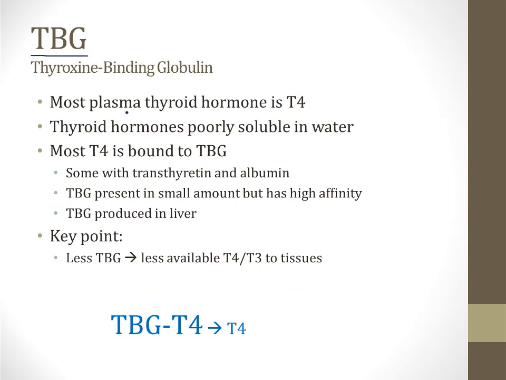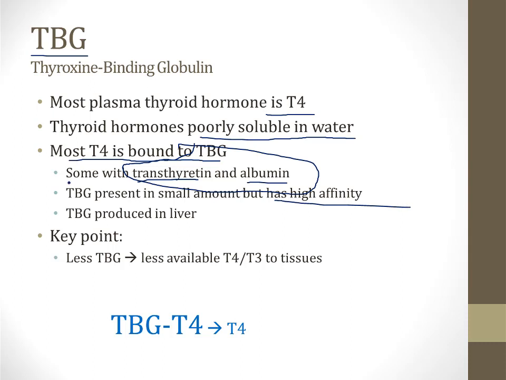As I mentioned before, most of the thyroid hormone found in your plasma is T4, and T4 as well as T3 is poorly soluble in water, so it needs help to carry it through the serum, and that help comes from TBG. Most of the T4 in your plasma is bound to TBG. Smaller amounts are bound to albumin, and there is some bound to a molecule called transthyretin. TBG is actually present in the smallest amount of these three structures here. However, it has the highest affinity for thyroid hormone, so as a result most of your T4 is bound to TBG, and it's produced in the liver and found in the plasma.